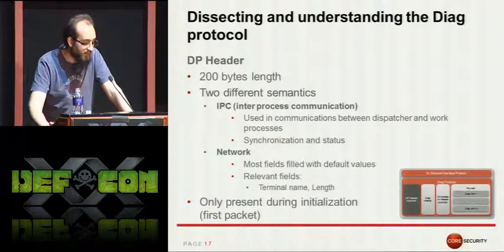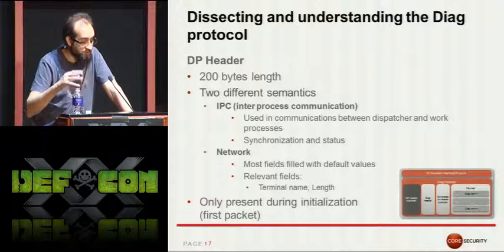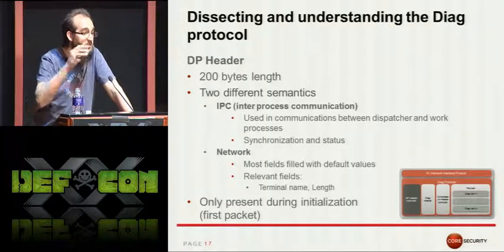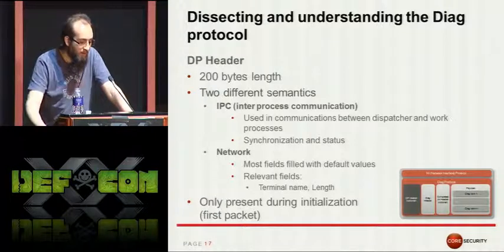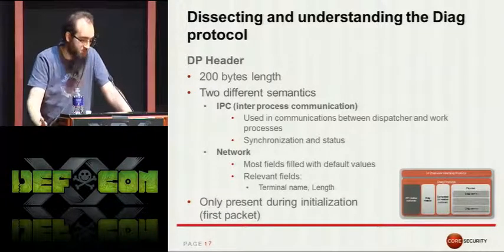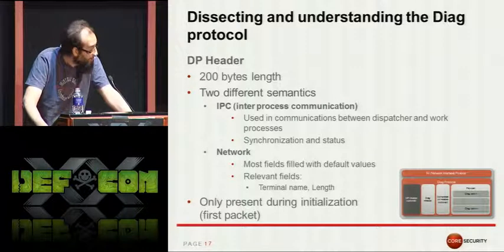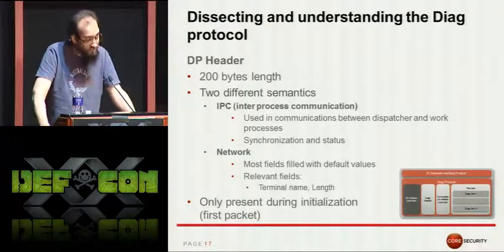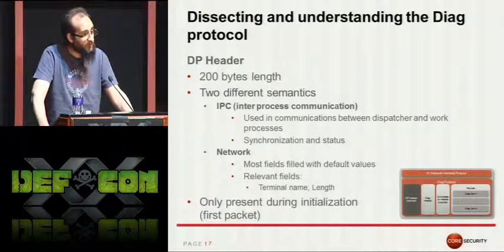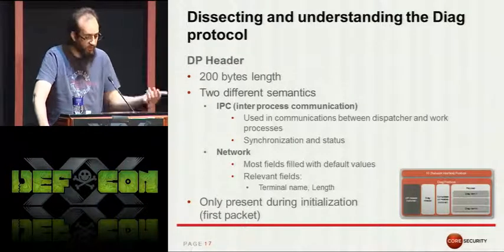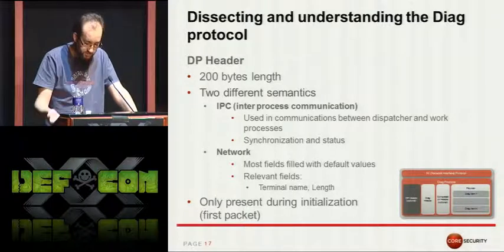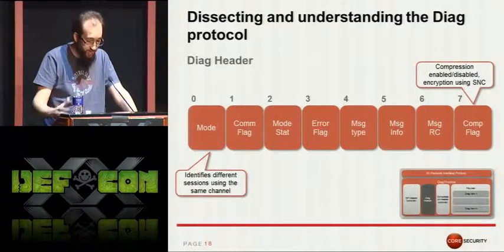From an internal perspective, it's used for inter-process communications between the dispatcher service and all the different work processes. And from a network perspective, which is the relevant one for this talk, most of the fields are filled with default values, and there are only two relevant fields, a terminal name and a length field, which is the length of the remainder of the packet. So let's move on to the Diag header.